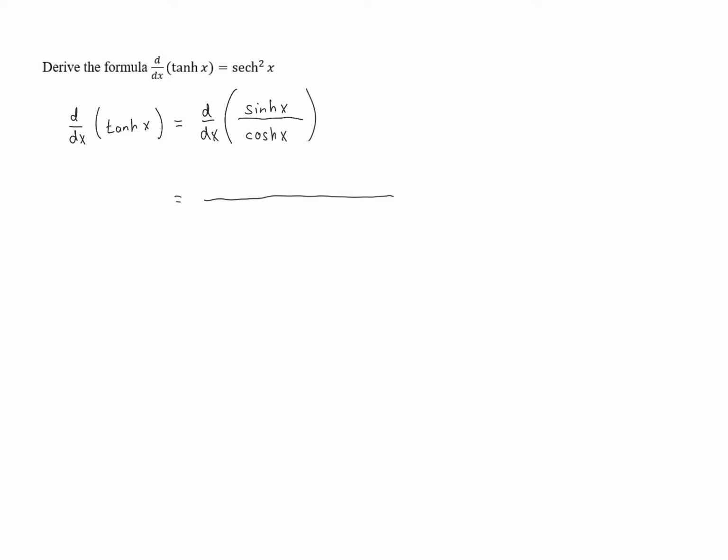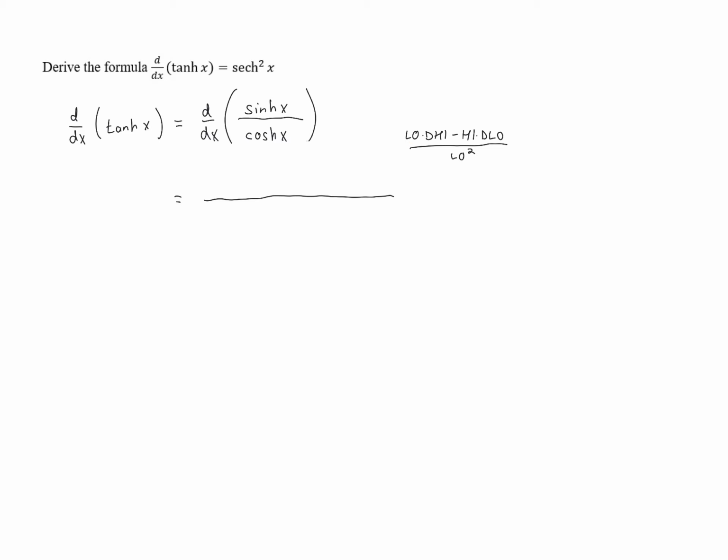So remember, for the quotient rule, it's low d high minus high d low all over low squared. I'm just writing that here. I don't usually write it, but I'm writing it to remind us because we've got a lot of new things going on, so we don't want to have to keep all of this in our head.